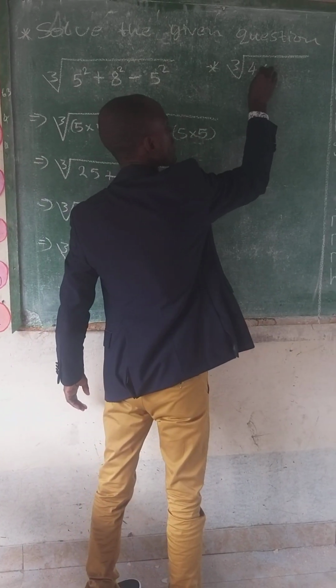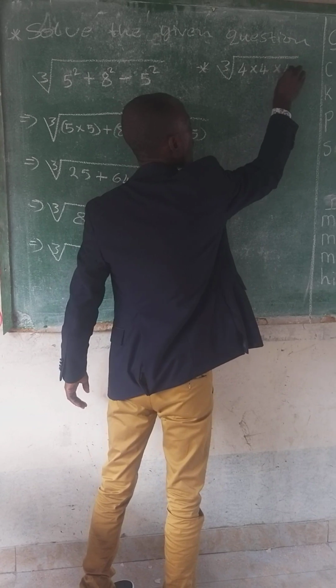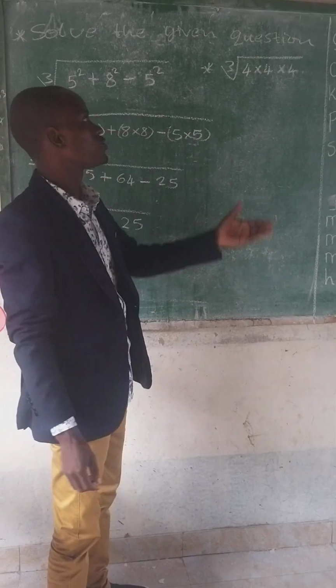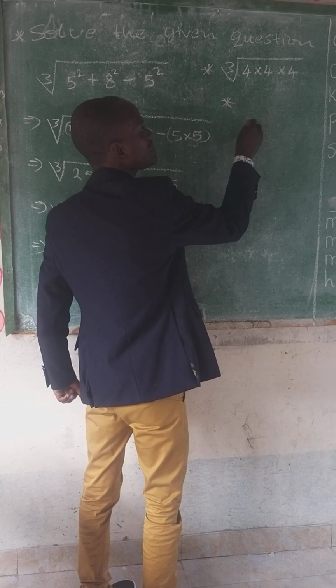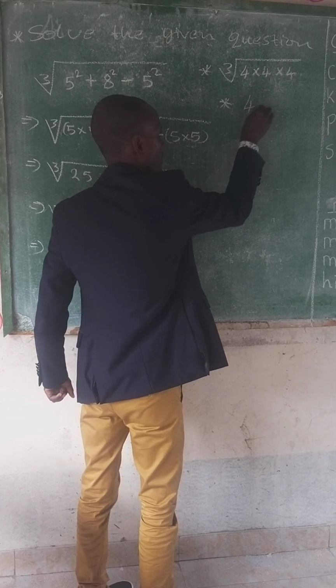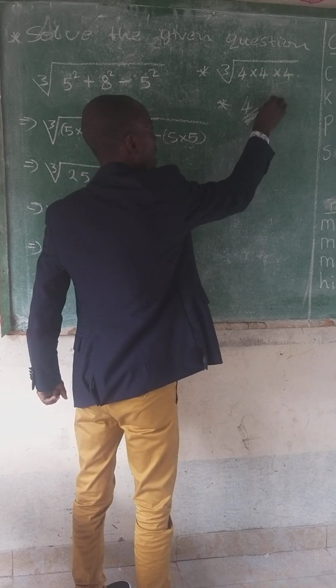When you say 4 times 4 times 4, you get what? You get 64. So meaning our answer is 4. So this is our answer.